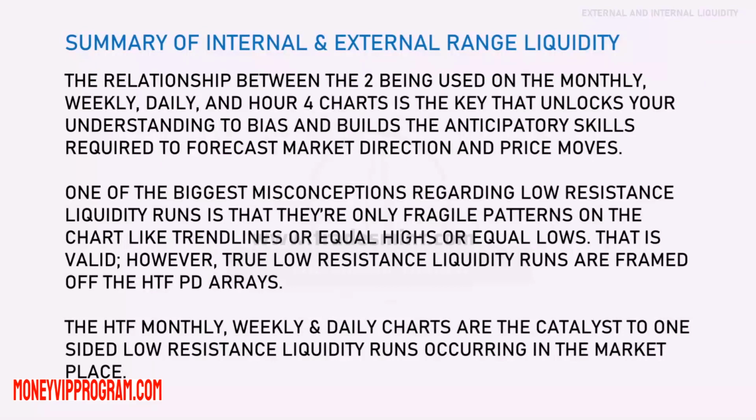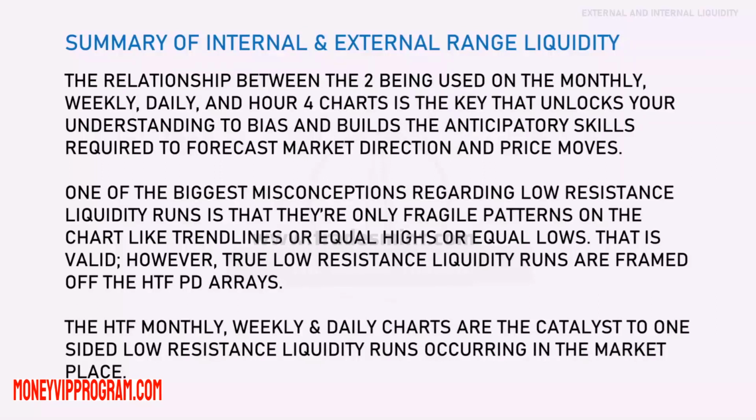So let's summarize internal to external range liquidity. The relationship between the two, used on the monthly, weekly, daily and 4 hour charts, is the key that unlocks your understanding of bias and builds the anticipatory skills required to forecast market direction and where price most likely will move. One of the biggest misconceptions regarding low resistance liquidity runs is that there are only fragile patterns on a chart, like trend lines or equal highs or equal lows. That kind of pattern is valid.